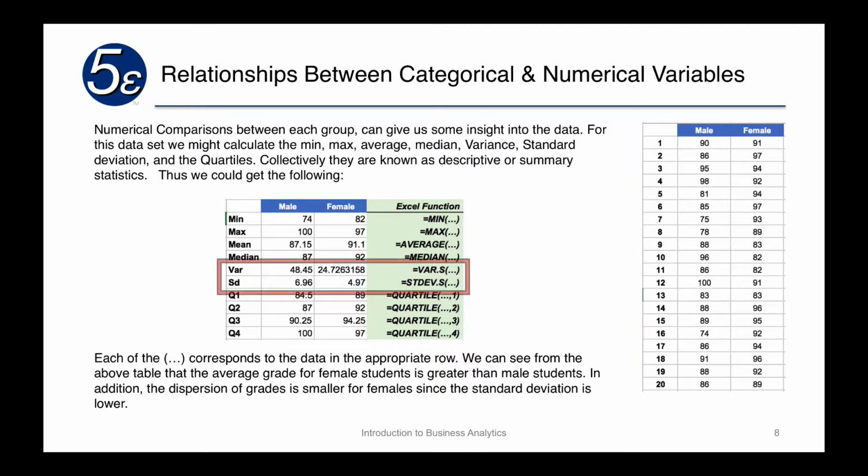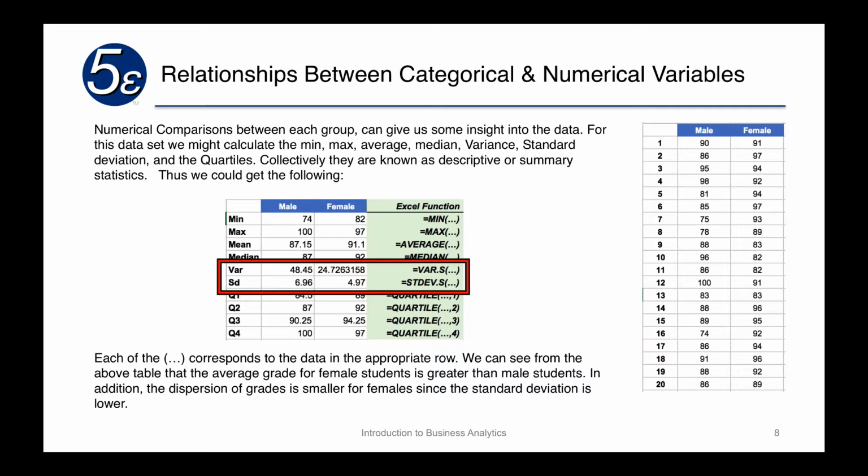We can also calculate the variance and the standard deviation. What's important here is that the variance for male is 48.45, and the variance for female is 24. So we can definitely say that the dispersion isn't as big for the female grades as it is for the male grades.